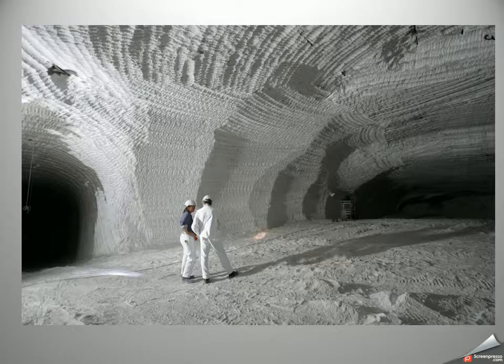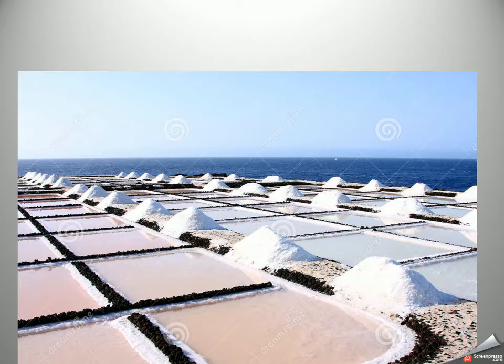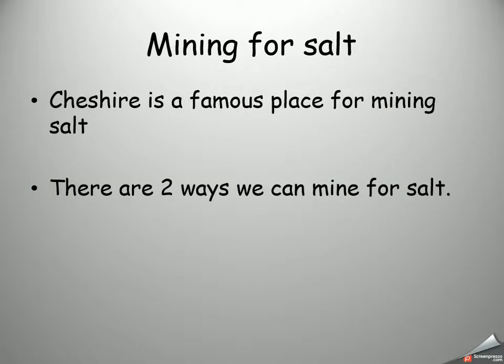Now, this is a cave where there's a lot of salt found, and so what they've done is they've gone down and drilled a load of salt out. That's one method: you can dig it out, or you can make it by the sea. What you do is get a load of sea water, make these little pits, and as the water evaporates, it leaves the salt behind. Cheshire is a famous place for mining salt, but there's two main ways, and you need to know them.